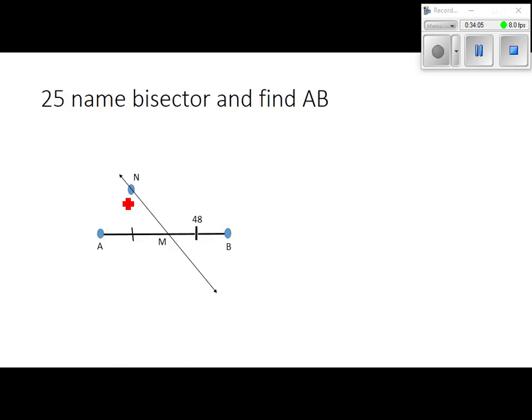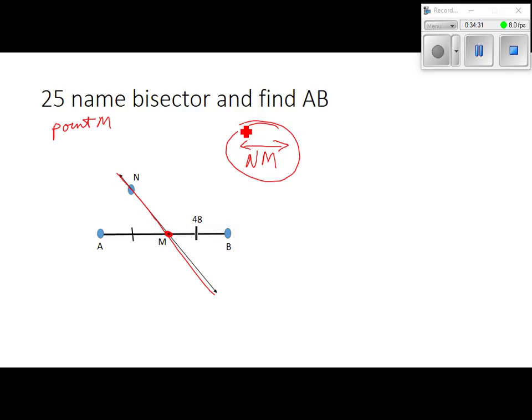Next one, name the bisector and find the length of segment AB. The bisector here, several different ways you could name the bisector. You could have just said point M. That would be the bisector. You could have named it as that whole line there, and that would have been fine. That's the way I'm going to do it. I'm going to name it line NM. 2 letters to name a line. So that's the first part of our answer.